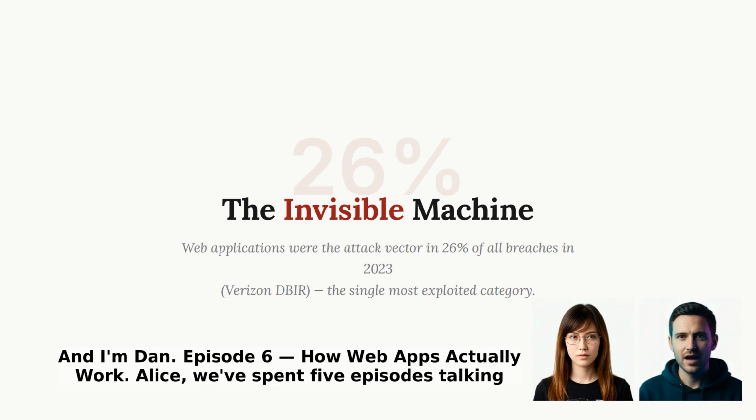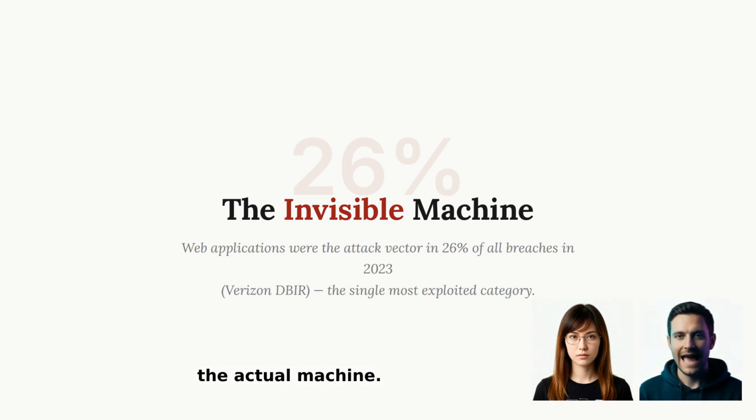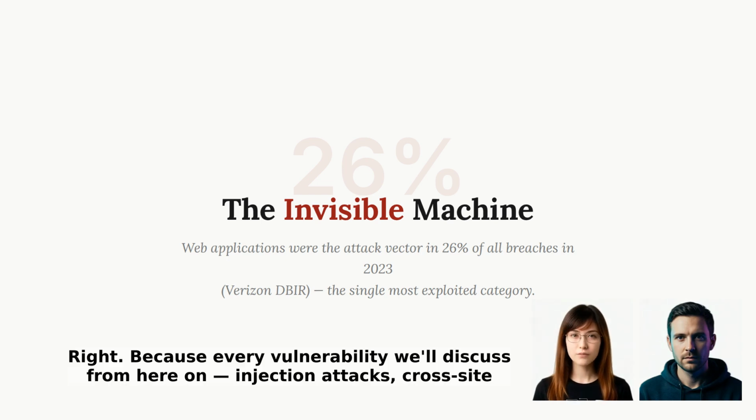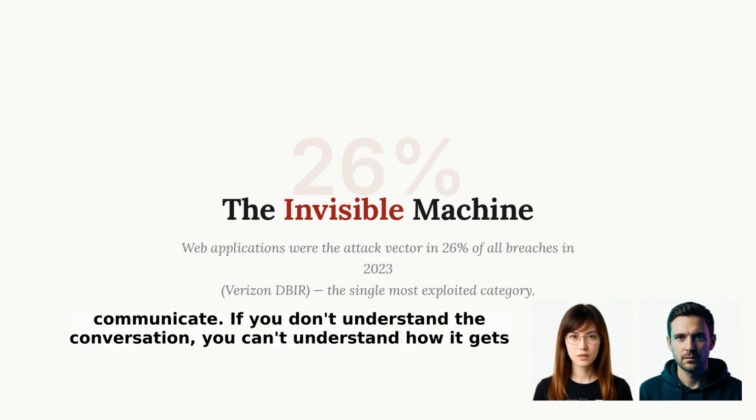Alice, we've spent 5 episodes talking about security controls and threat models. Today, we're going underneath all of that to understand the actual machine. Right. Because every vulnerability we'll discuss from here on, injection attacks, cross-site scripting, broken access control, they all exploit specific parts of how web applications communicate. If you don't understand the conversations, you can't understand how it gets subverted.